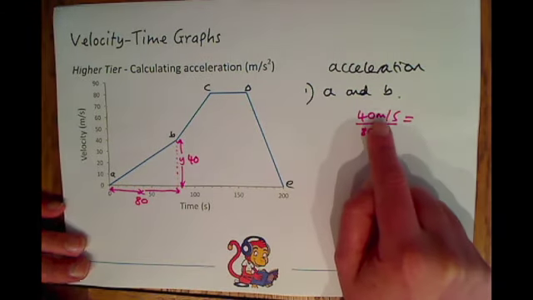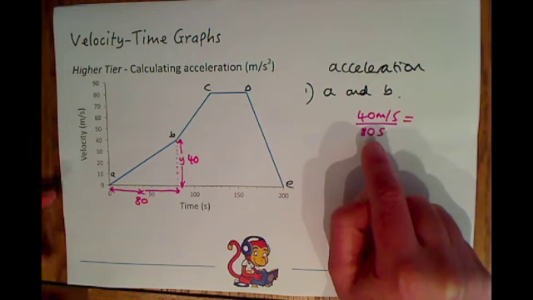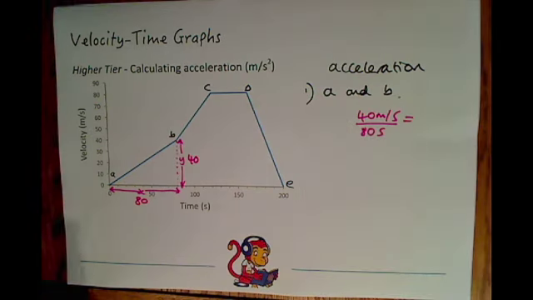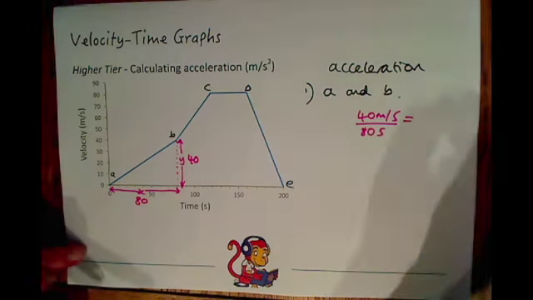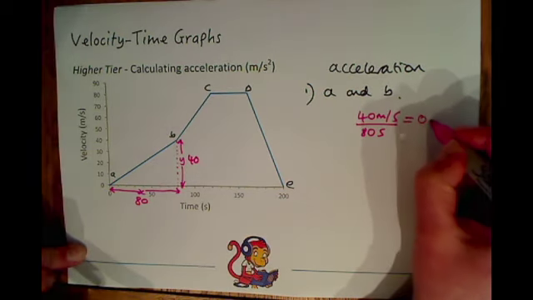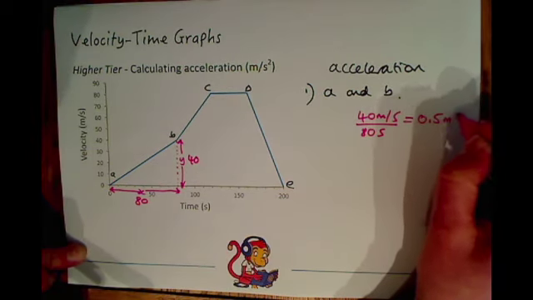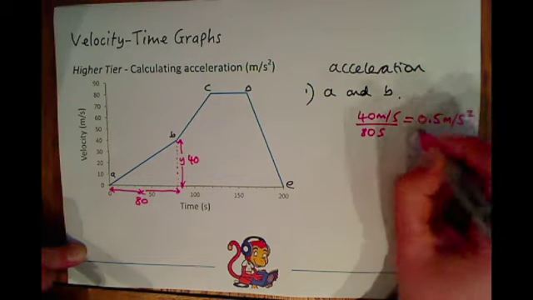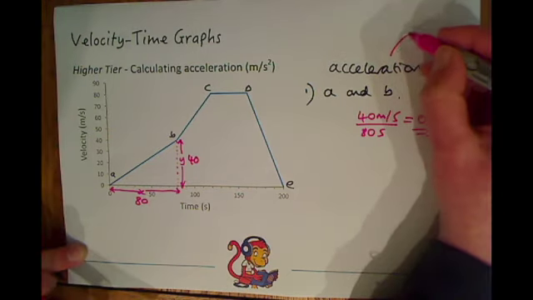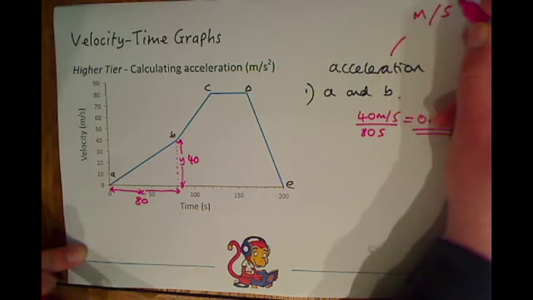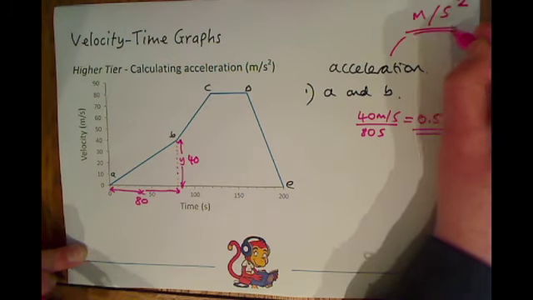So if we use 40 meters per second divided by 80 seconds, we will have our acceleration of 0.5 meters per second squared. Those are the units for acceleration, meters per second squared.